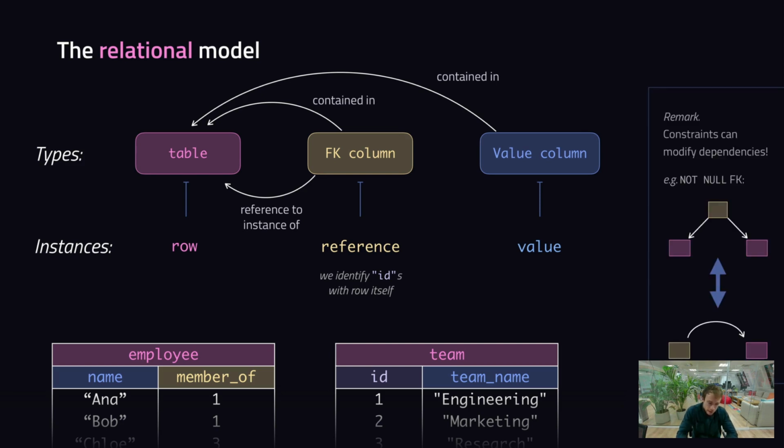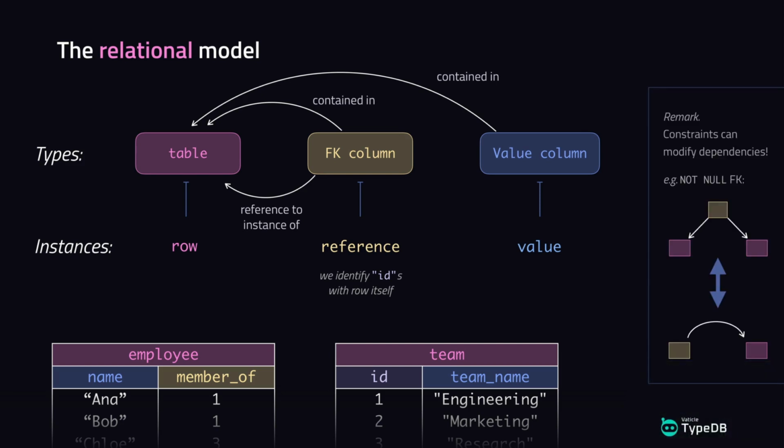Maybe as a small remark, we've also seen constraints earlier. For instance, we've seen not null constraints in foreign key columns, and such constraints can modify dependencies. But they modify dependencies in an obvious way, which very much still fits in the same picture. So it will not be super relevant for the discussion here and can be very easily incorporated as well.